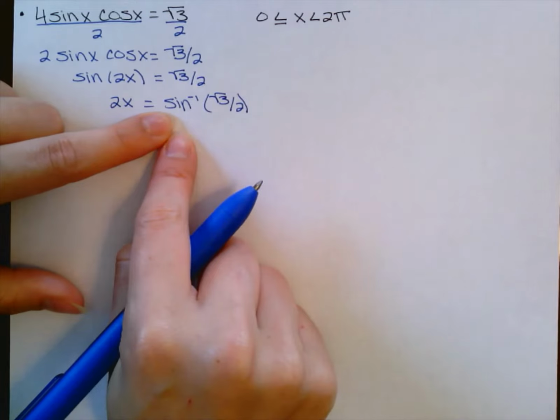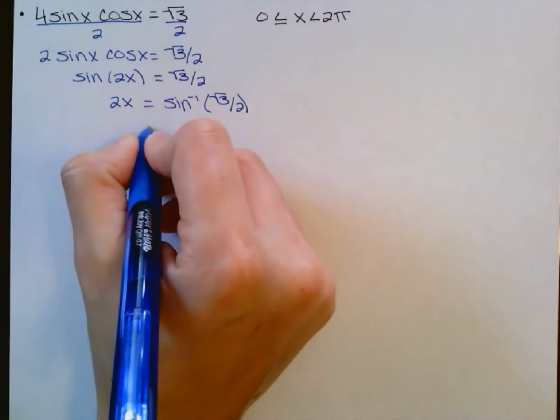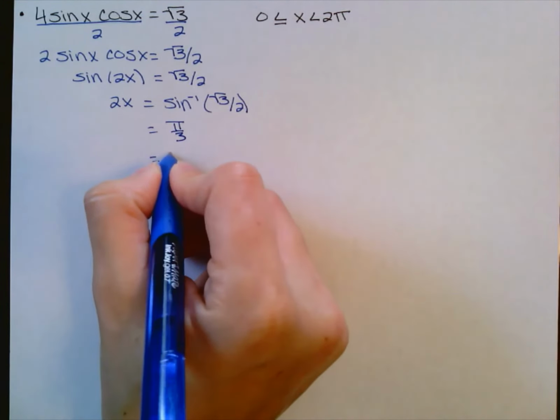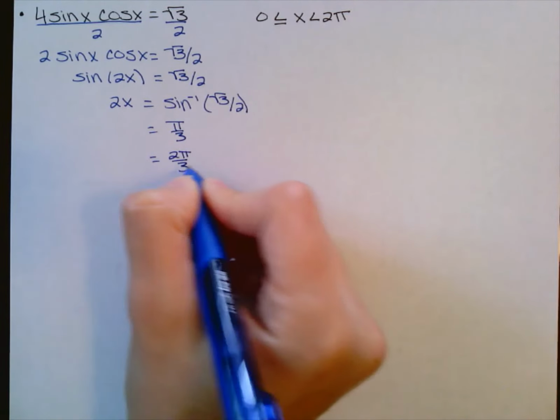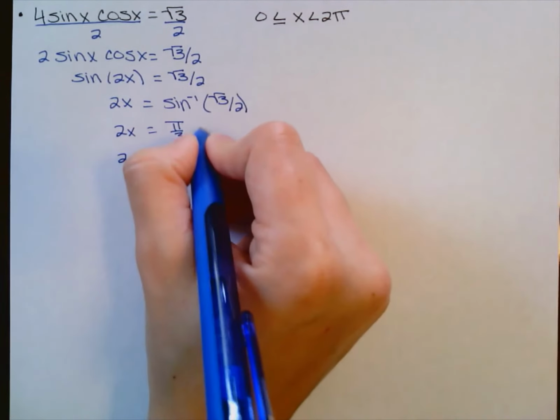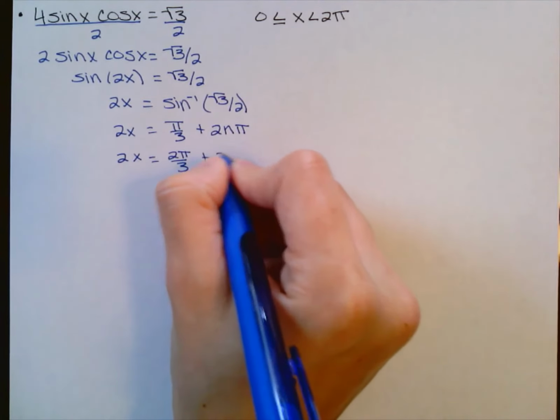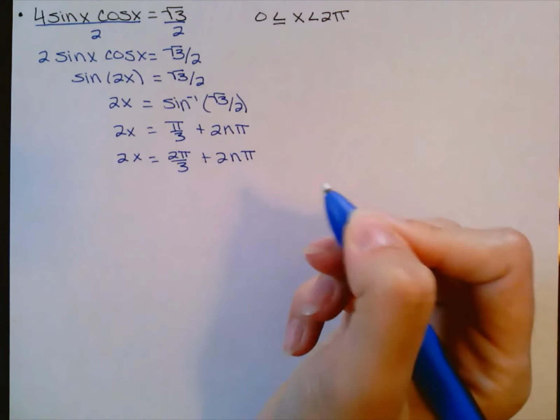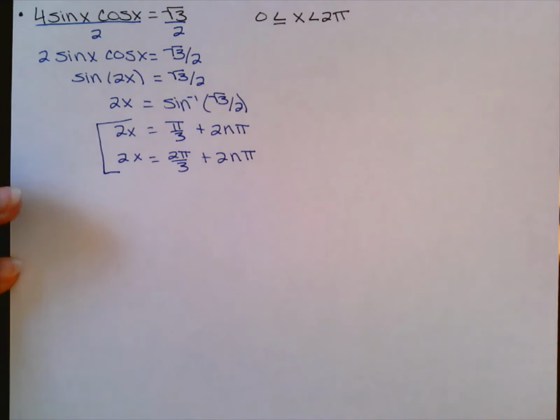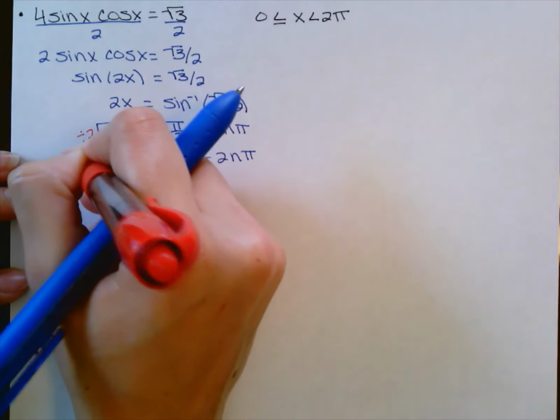Now, sine is equal to square root of 3 over 2 on my unit circle at pi over 3 and also at 2 pi over 3. Okay, I'm going to drop down this 2x, and because it's a sine function, I'm going to add my 2n pi. Okay, so remember now I'm dealing with 2 of them because it happened twice in the unit circle. My next step is going to be, if I'm multiplying by 2, I'm going to divide by 2 on both of them.